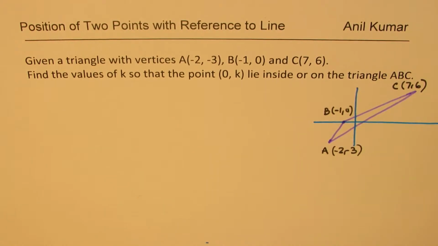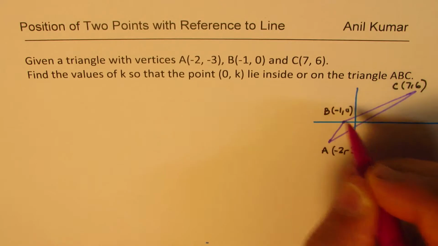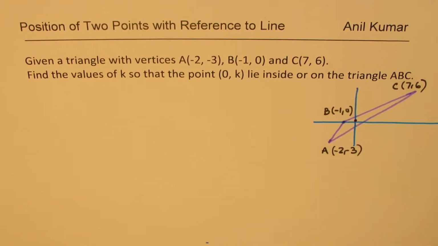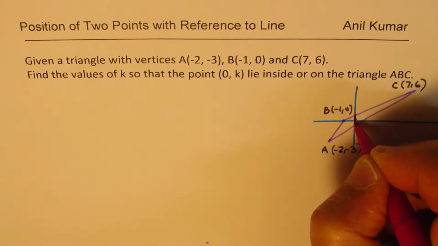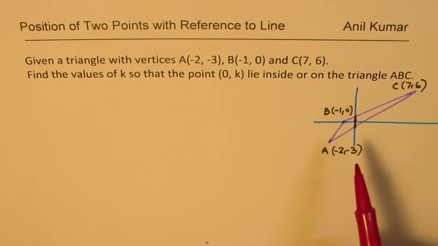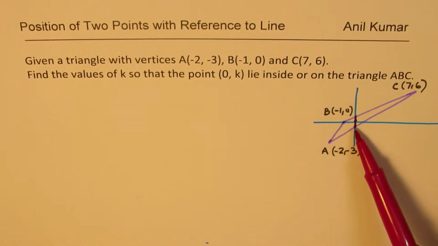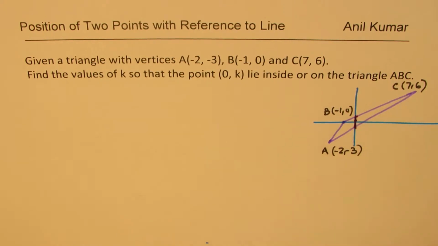We are given a point (0, K). Let's call this point up somewhere here. 0 means it is on this axis, somewhere on this axis. So that is the point which we are given. It can go all along from this to this side. Now when you sketch the diagram, you can see that the y-intercepts of these two lines will help us figure out the answer. So that is one way of doing it.